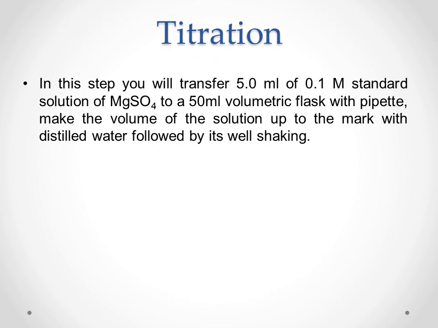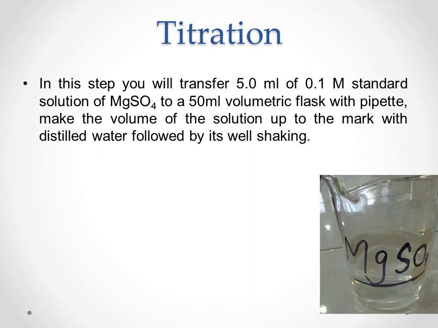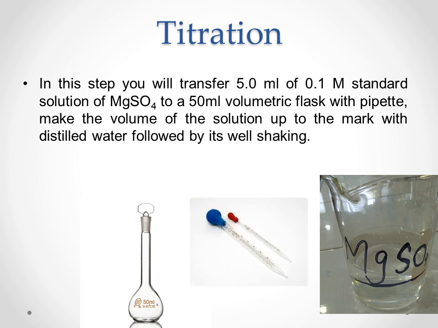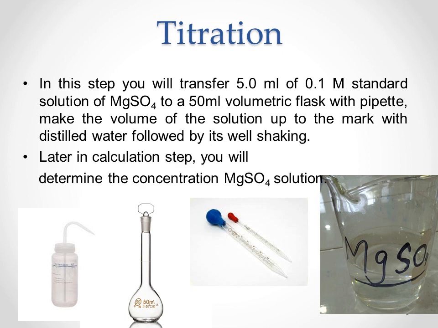In the start of the titration, you will transfer 5 ml of 0.1 molar standard solution of magnesium sulfate to a 50 ml volumetric flask with the help of a pipette. Make the volume of the solution up to the mark with distilled water, followed by shaking it well. Later, in the calculation step, you will determine the concentration of the magnesium sulfate solution.